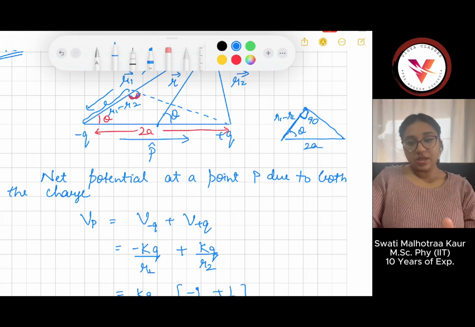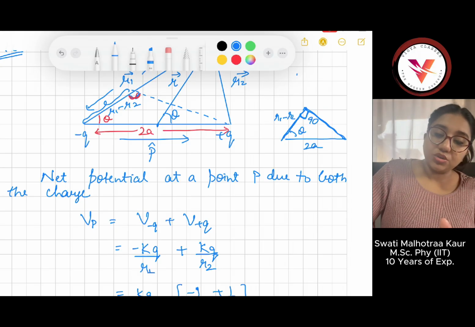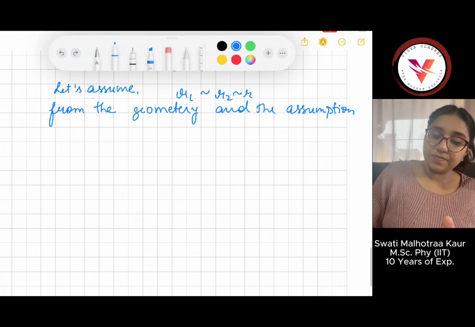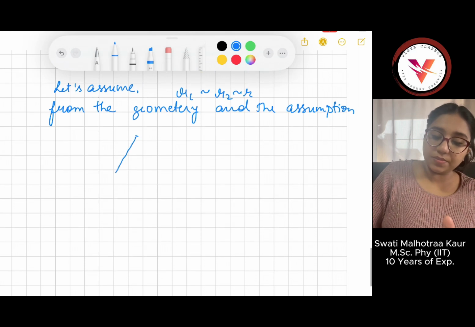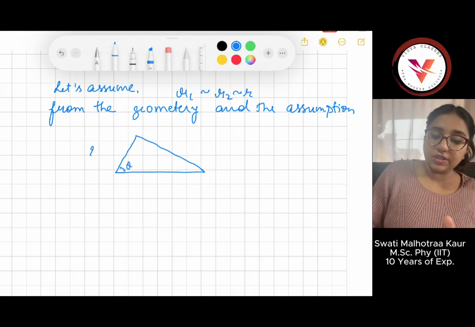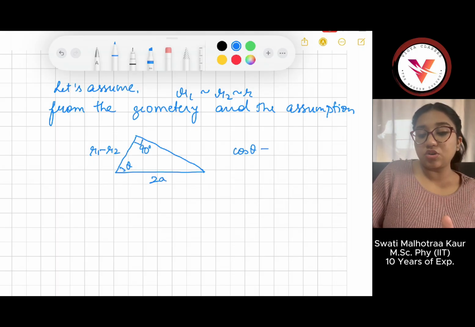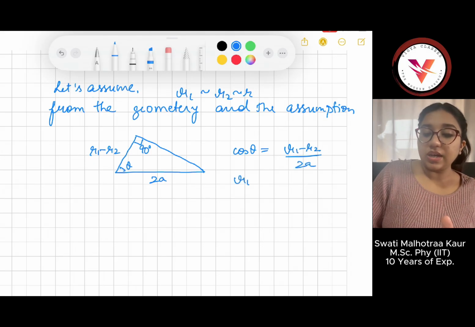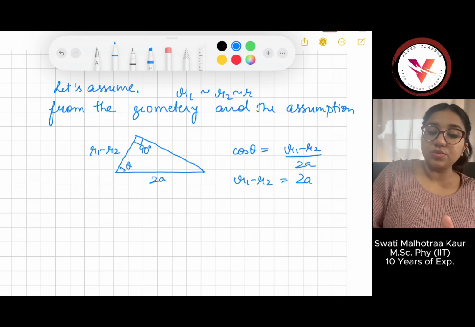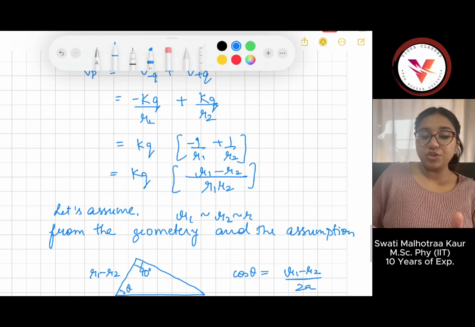This is base, this is perpendicular, so your cos theta, you can simply make a figure here. If this is theta, this is r1 minus r2, and this is 2a, this is some 90 degree angle, then you can simply say that cos theta is equal to base upon hypotenuse, and this r1 minus r2 is equal to 2a cos theta.